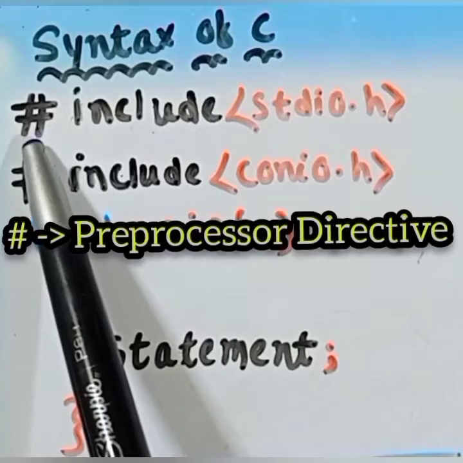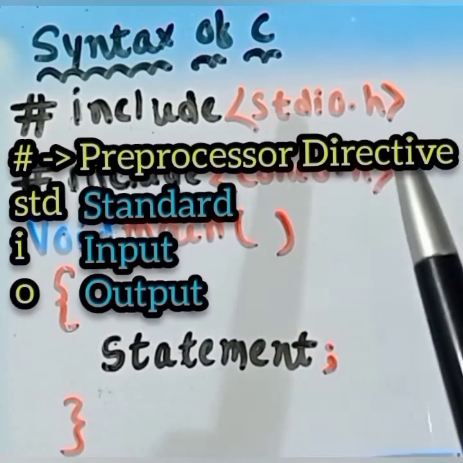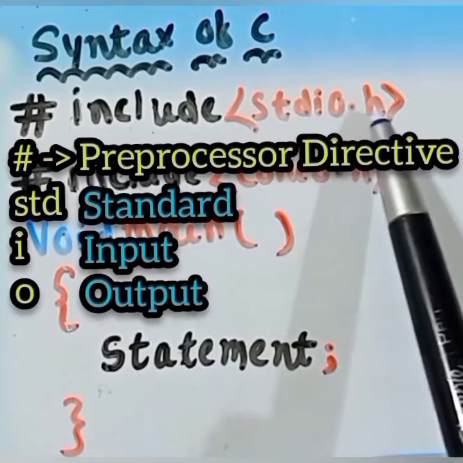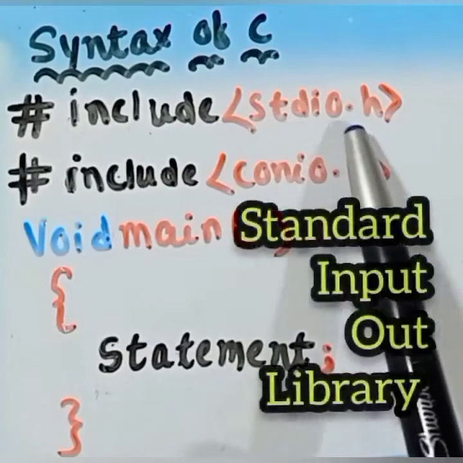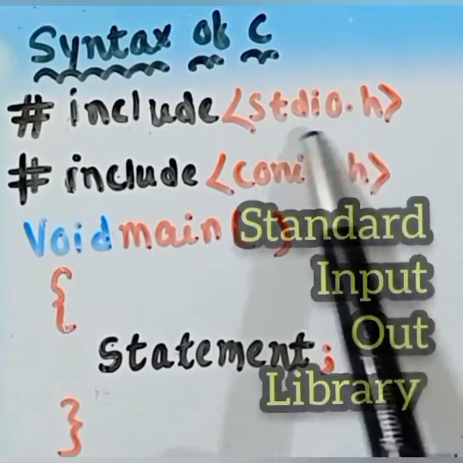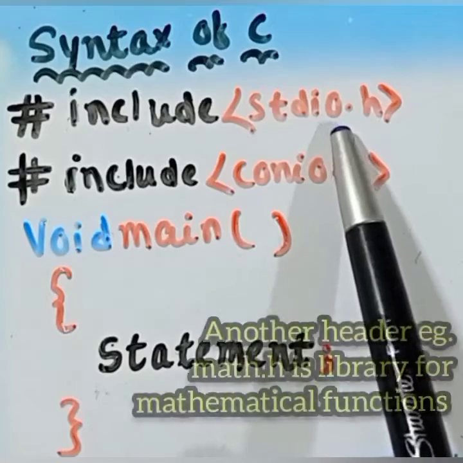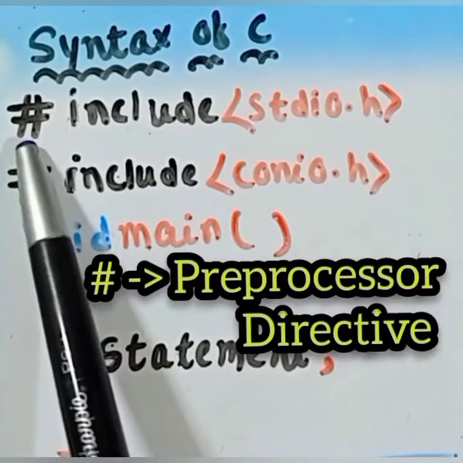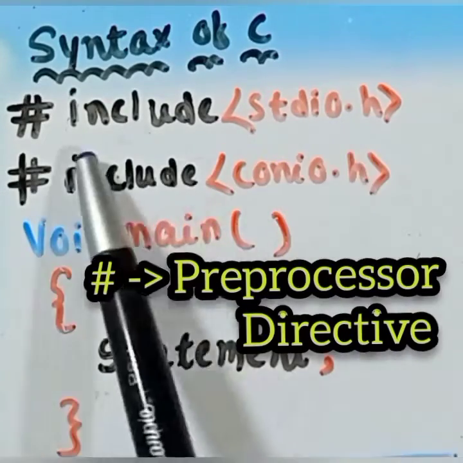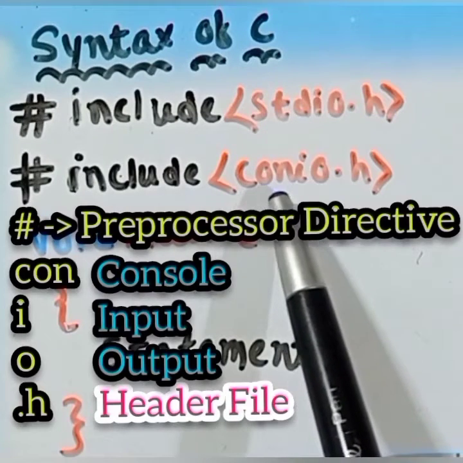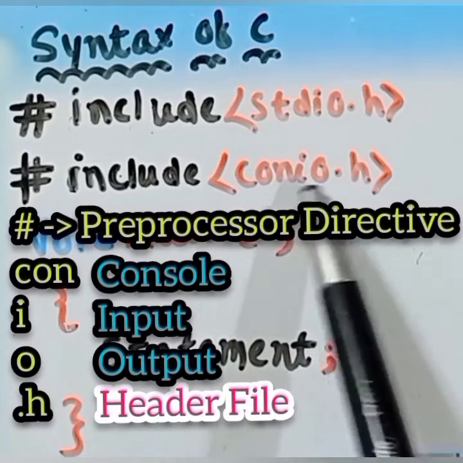#include is a preprocessor directive. stdio is standard input and output. .h is header file. stdio.h is a standard library in which predefined functions of C language are there. We have to link between the header file and the preprocessor directive. conio is console input and output and .h is header file.